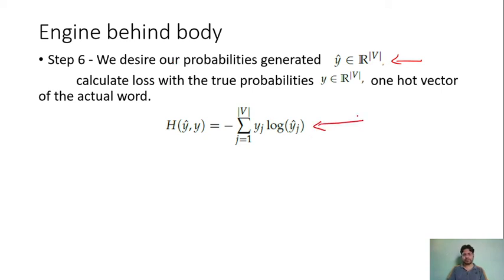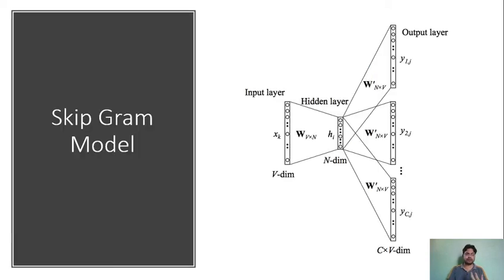Simply you will use a loss function and try to update the weight vectors, that is u and v. After this entire process, what will you get? You will get U and V. U will give you the word embedding. So in that way you can generate the word embedding.